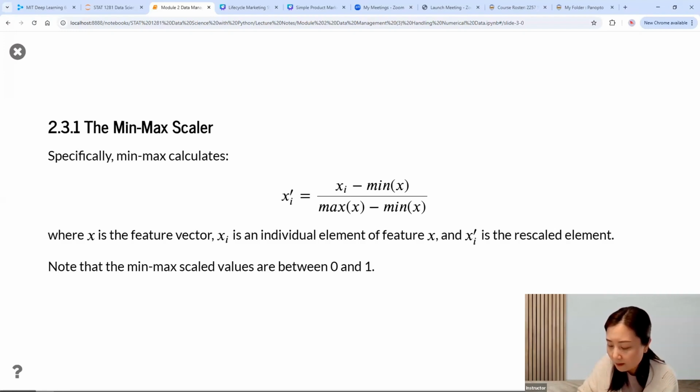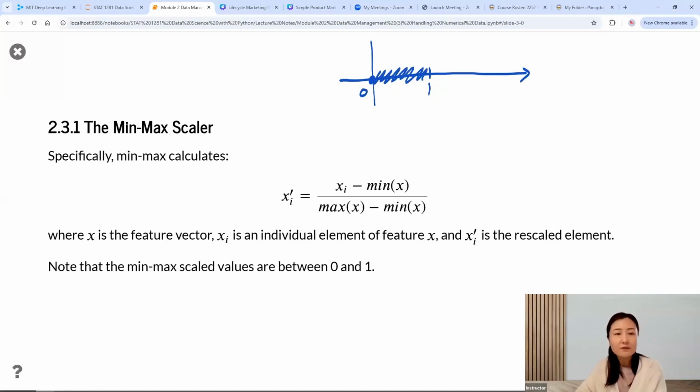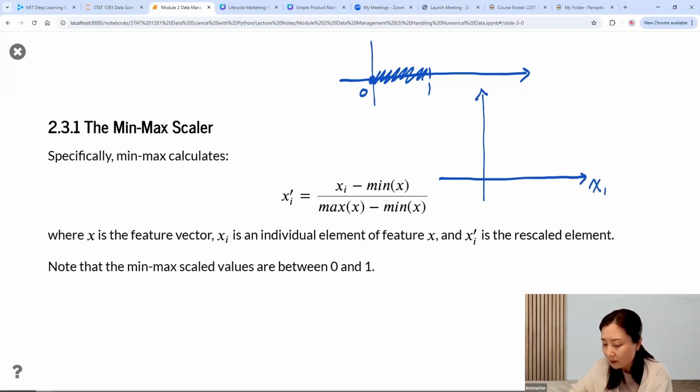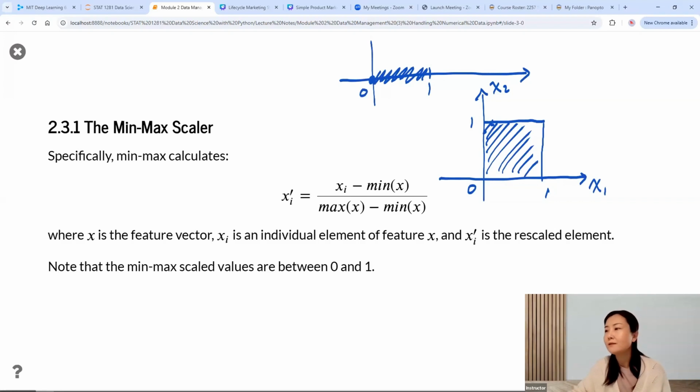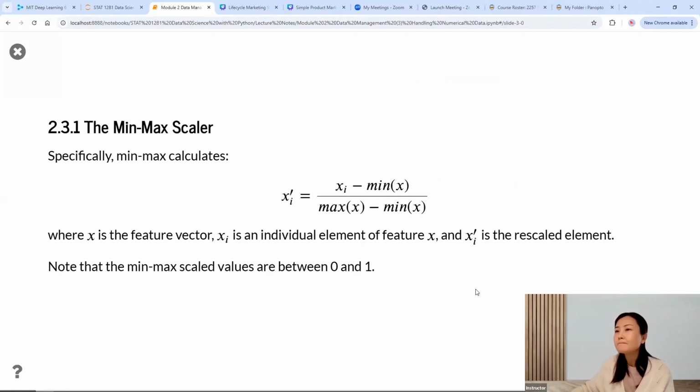If it's a one-dimensional data set, right, then all of the values are in this range. Okay. If it is 2-dimensional, then the transformed values will be within a unit square. Suppose there are 2 feature variables, for example. Then all of the transformed values will be within this unit square. So it's quite restricted, okay, in a very small region. Right? So this is min-max.